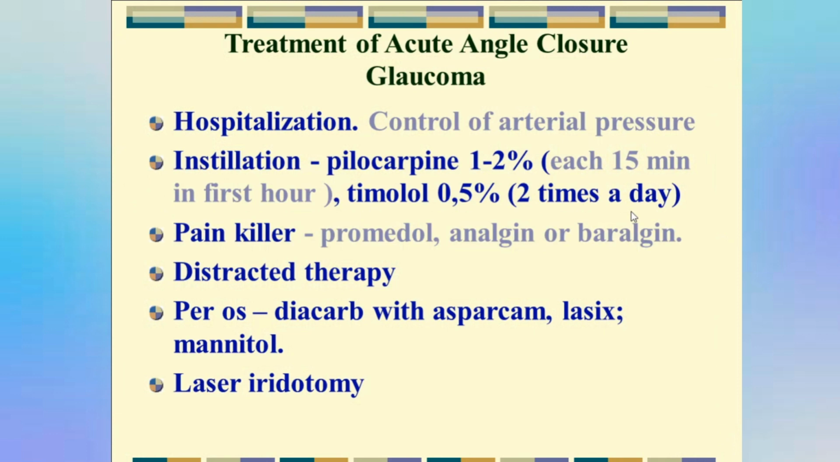We should use systemically inhibitors of carbonic anhydrase, like diacarb, for example. If it's possible, we should immediately make an iridectomy. When we make an iridectomy, the connection between the posterior and anterior chamber is reconstructed, and the acute angle closure glaucoma is dissipated.